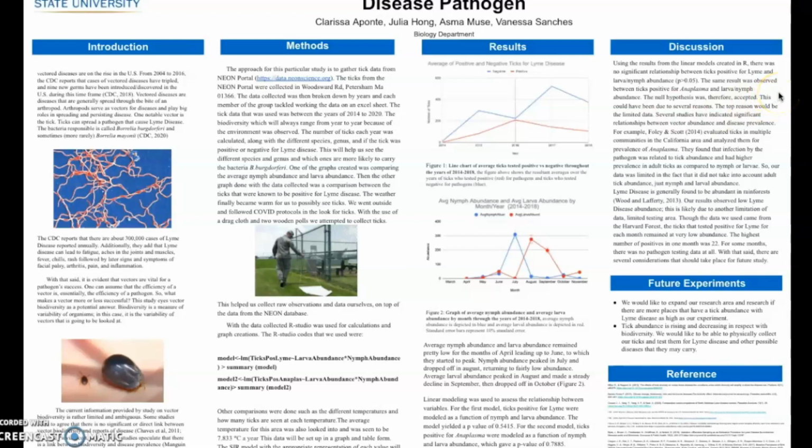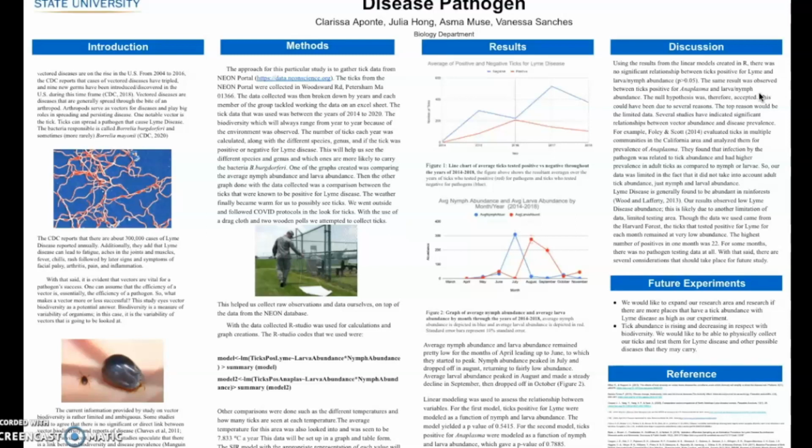A study done in 2014 by Foley and Scott, looking at pathogen prevalence in ticks in California communities, found that Lyme disease prevalence was linked to tick abundance. They also found that Lyme disease was mostly prevalent in adult stage ticks. Our study only looked at nymphs and larvae, which may have limited our results. Additionally, the environment may not have been ideal. Wood and Lafferty 2013 said that Lyme disease is generally prevalent in rainforests. The data we got from the Harvard Forest had overall low abundance of positives. The highest number of positives we observed was 22, and for some months there was no testing at all.